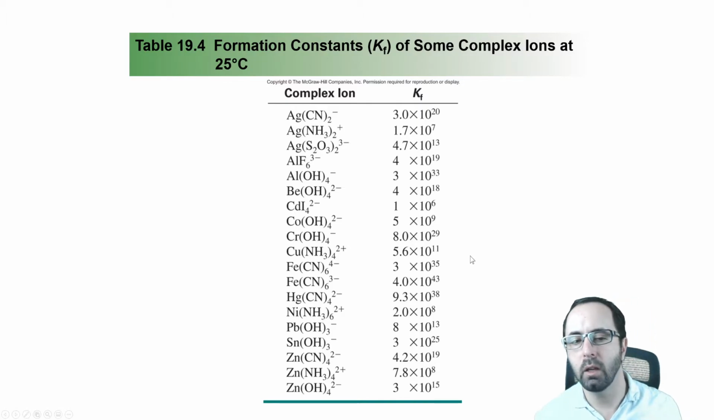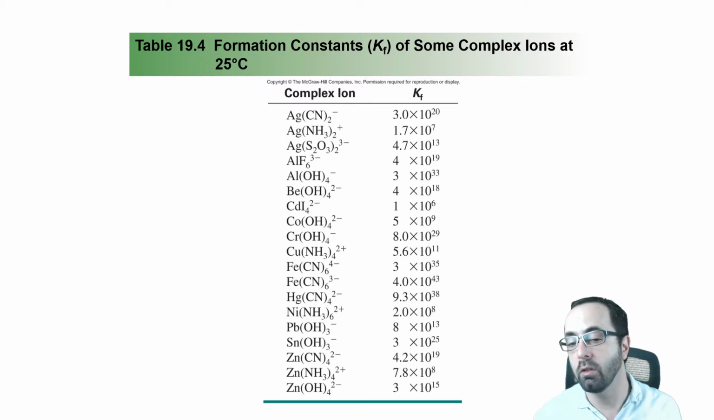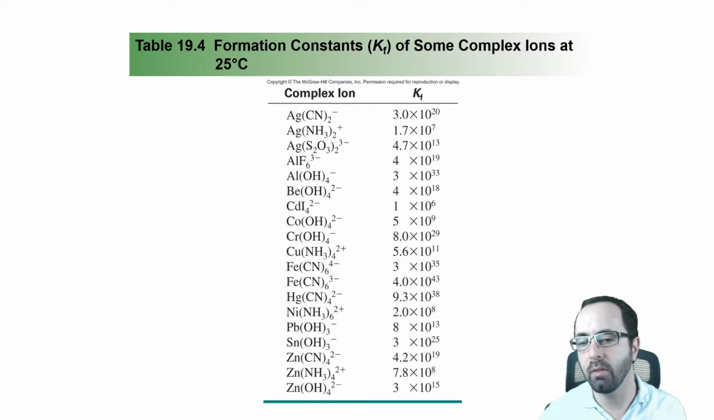And here are some formation constants for a variety of complex ions. Again, I'm not going to have you be doing equilibrium calculations with Kf, but I do expect you to understand what a Kf is and why transition metals become more soluble when amine or hydroxide ligands are added.